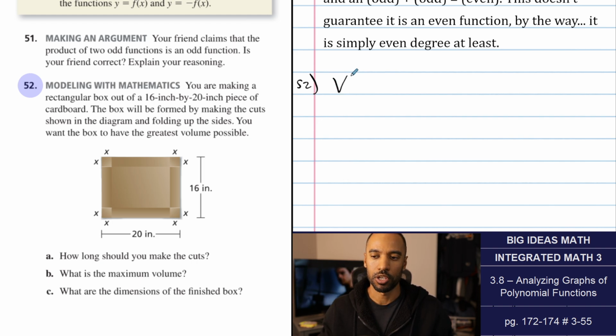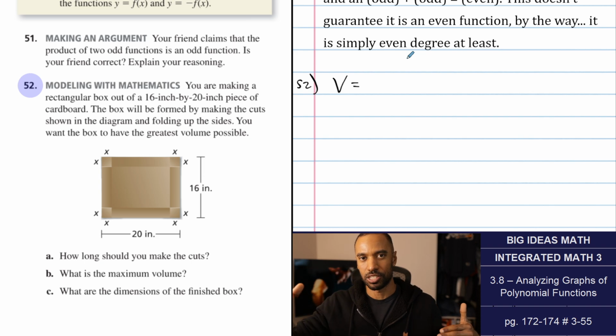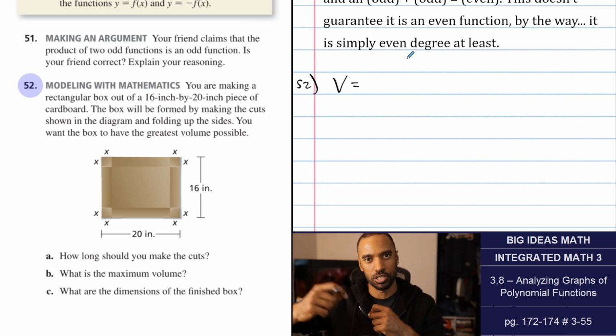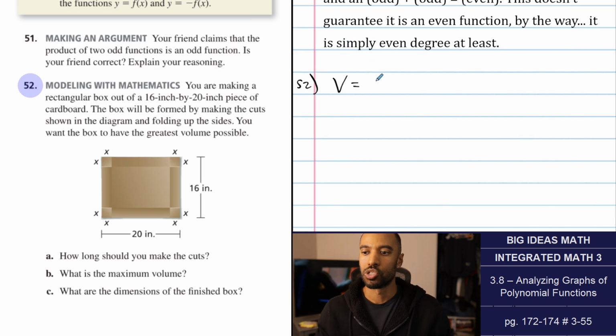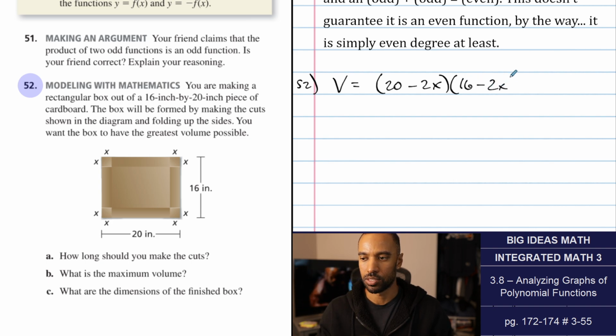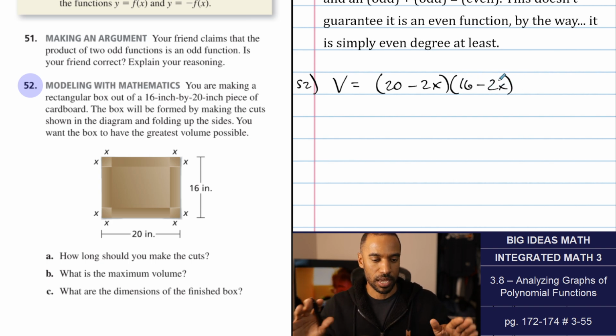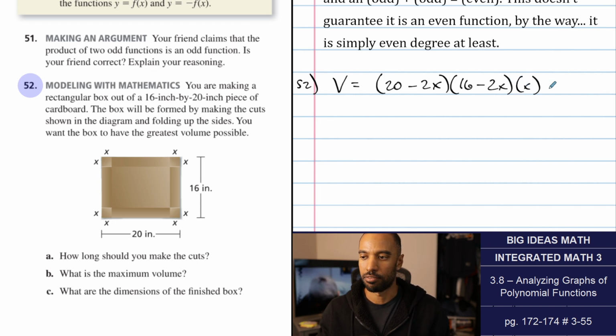So when it comes to our volume, guys, we're doing a length times width times height thing. Now, the length times width can be our 20 and 16 parts, but we're cutting x inches deep on either side of them. So we're getting a length of 20 minus 2x times 16 minus 2x, those are the widths. The height of this is just going to be any of those x's folded up. So times height of x.